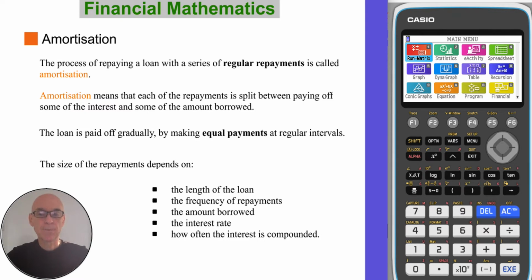The process of repaying a loan with a series of regular payments is called amortization. Amortization means that each of the repayments is split between paying off some of the interest and some of the amount borrowed. The loan is paid off gradually by making equal payments at regular intervals. The size of these repayments depends on the length of the loan, the frequency of the repayments, the amount borrowed, the interest rate, and how often the interest is compounded.